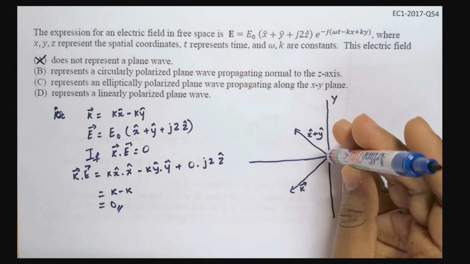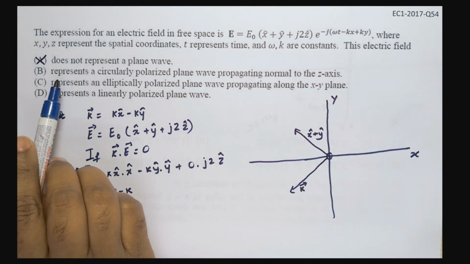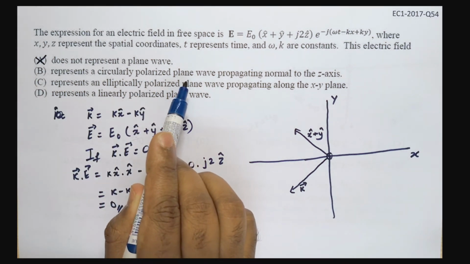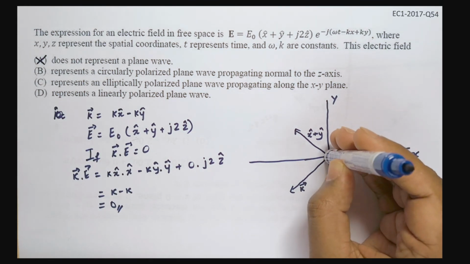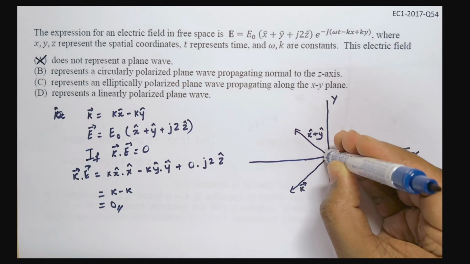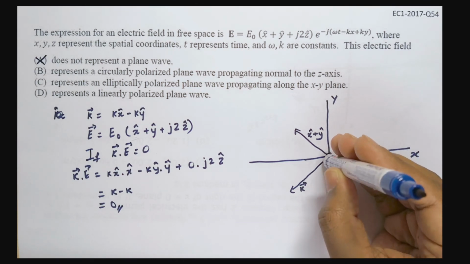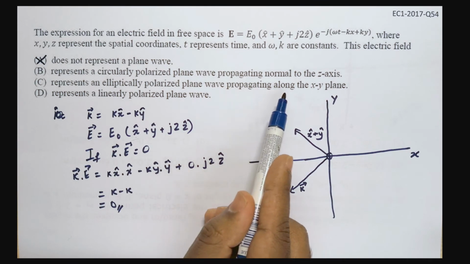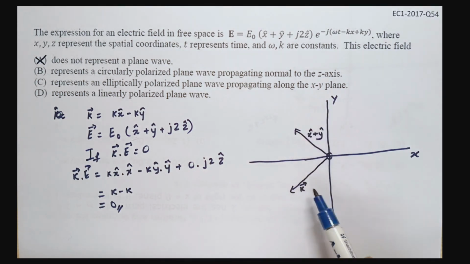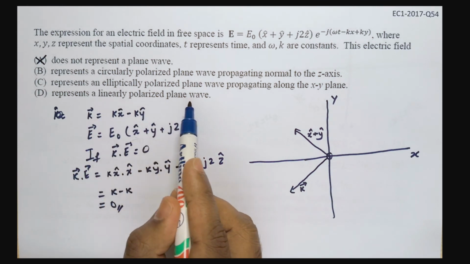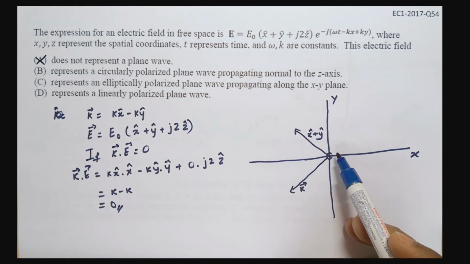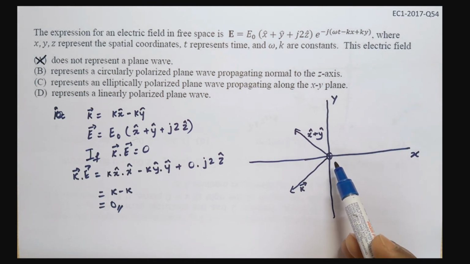So now let us see what the options are. The second option says it represents a circularly polarized wave, which could be possible, propagating normal to the z axis. The z axis is here and it is propagating normal to the z axis, which is true. There is another option, which represents an elliptically polarized plane wave along the xy plane, which is also true because the k vector is in the xy plane. And the third option says a linearly polarized plane wave. So we have to find the polarization of this wave to answer this question.